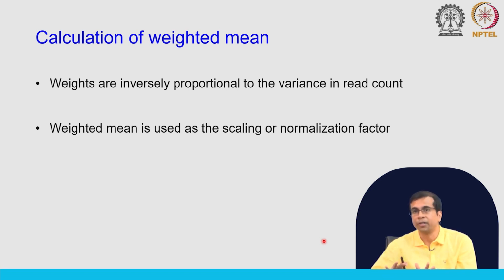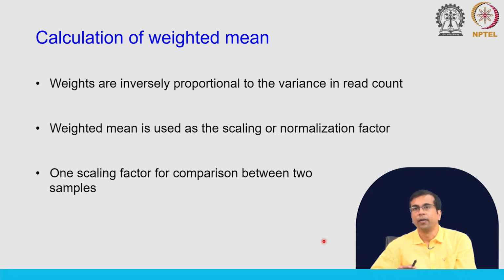So, they should have the highest weight in determining the normalization factor. And this weighted mean is then used as the scaling or normalization factor. When you are comparing two samples, you end up with one scaling factor for comparison between these two samples, and you can then use this scaling factor to transform the data of the reference as well as the non-reference sample.